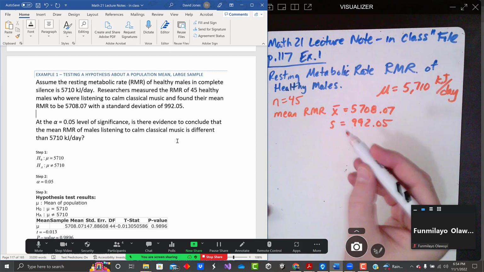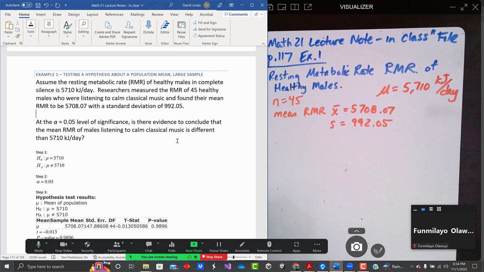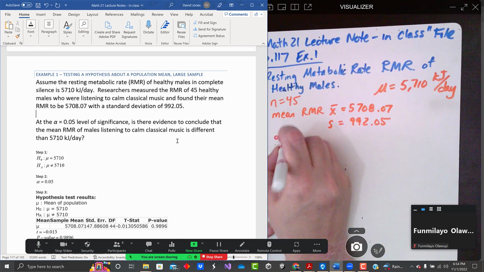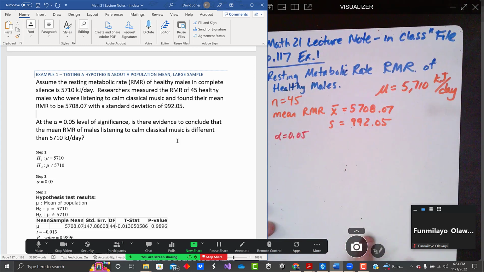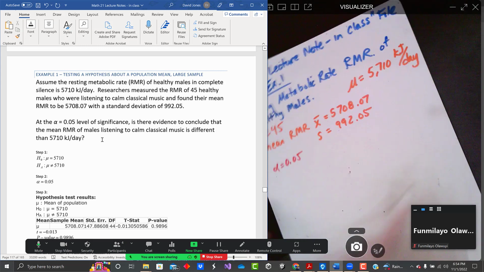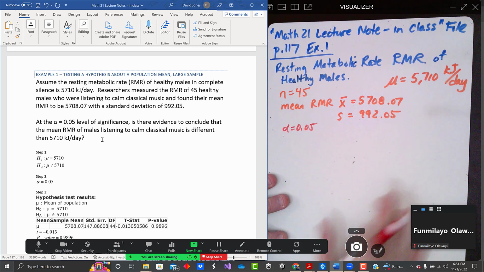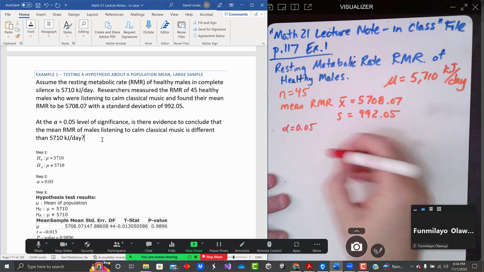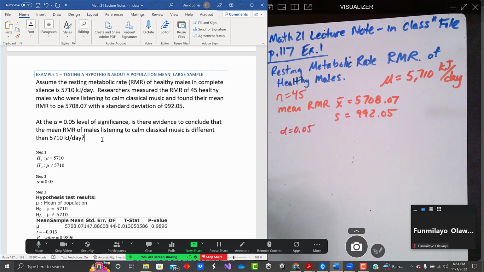At the alpha equals 0.05 level of significance, that's important. That's one of our steps. Is there evidence to conclude that the mean RMR of males is different than 5,710 kilojoules per day? So that's the new idea. Is it different than? Oops, sorry. That would make this HA. That right there is HA.